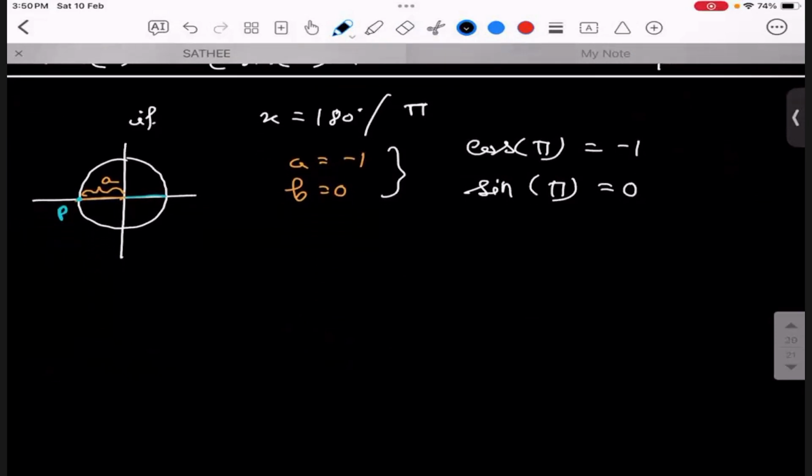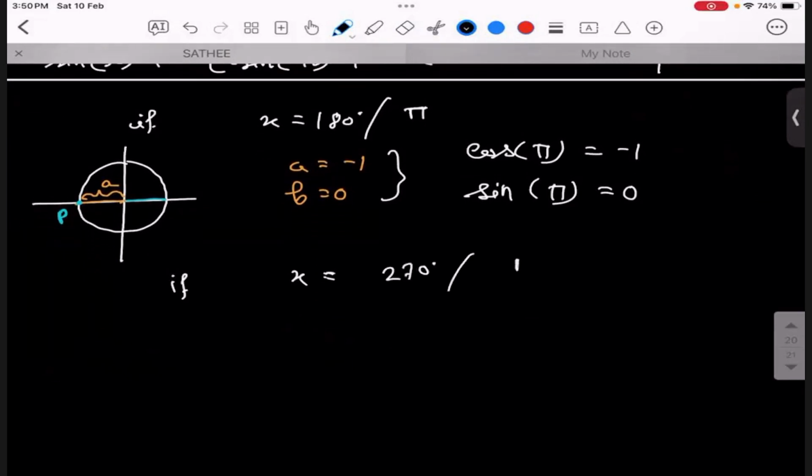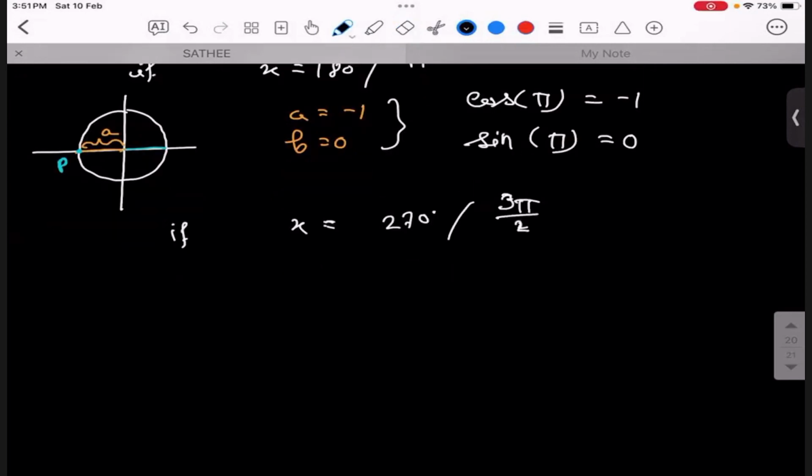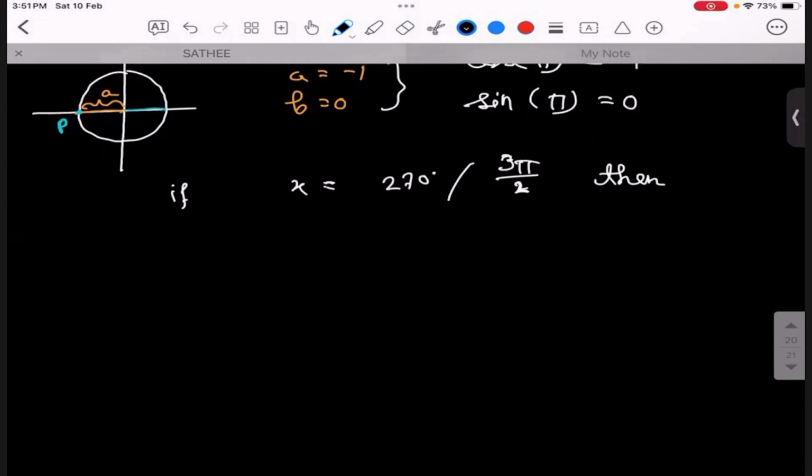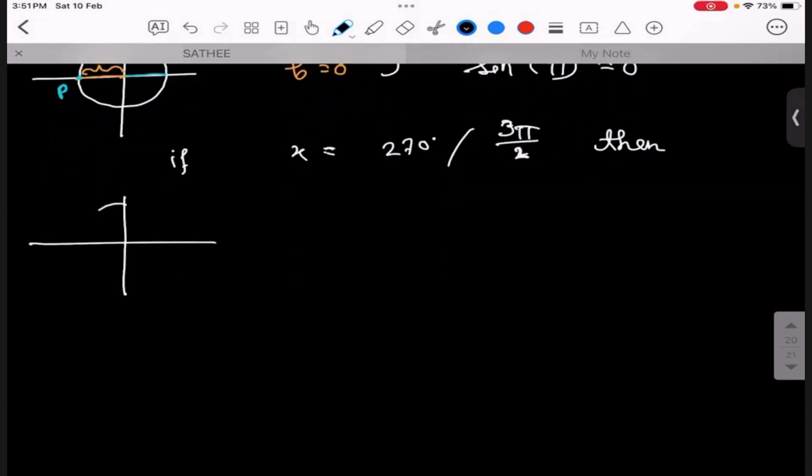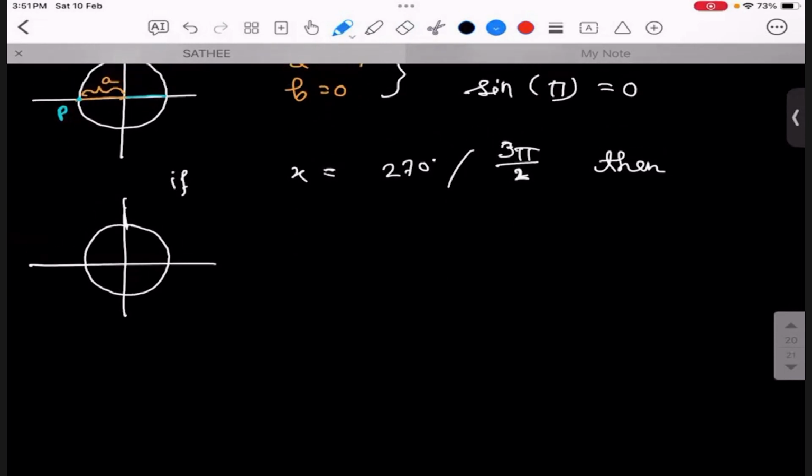And if x equals 270 degree, that is 3 pi by 2, then what happens? In that case, let us draw the picture again. This is our unit circle. Blue and red will be the starting and ending points. Blue is here and the red one is here. In this case, this is our B. A equals 0 again. B equals -1 because it is along the negative y-axis.